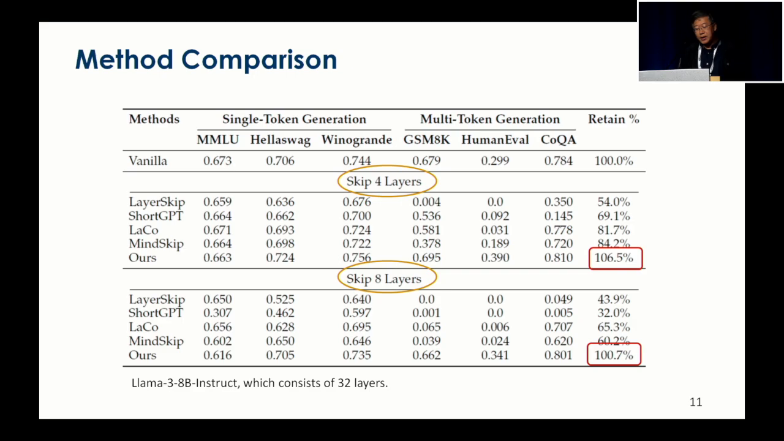And then we tested skipping 8 layers for this 32-layer Llama 3 model. And we still can achieve similar performance to the vanilla method, showing that there are actually a lot of layers that are not very useful for generating some easy tokens.